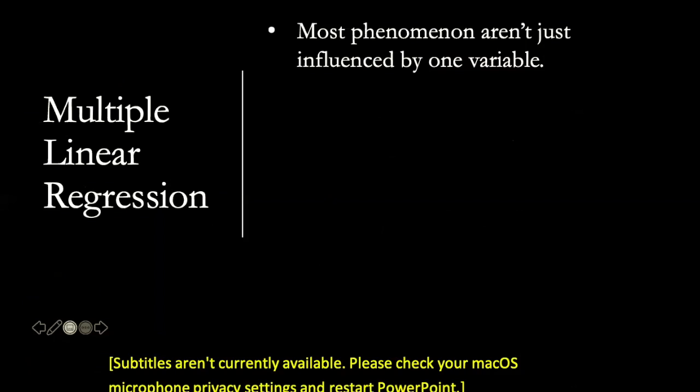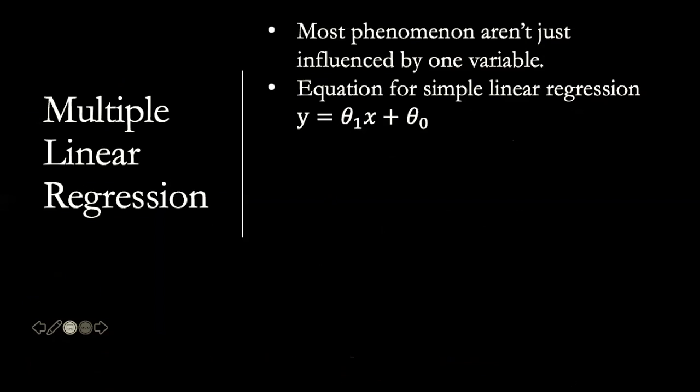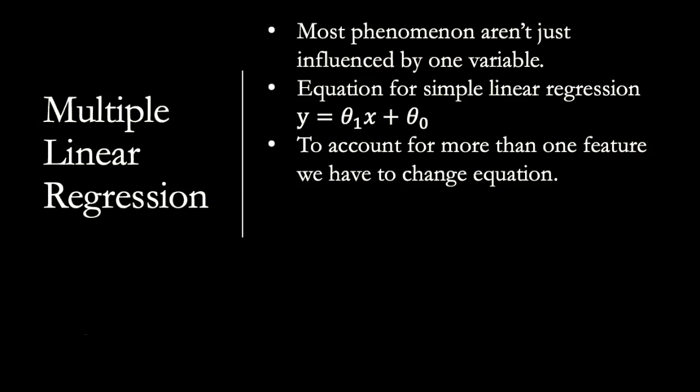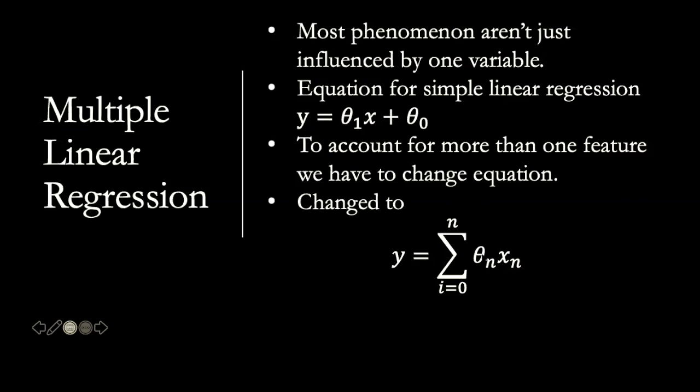Remember that the equation for simple linear regression was y equals theta 0 plus theta 1 x1, as shown here. But because we want to have more than one input feature, we have to change the equation for multiple linear regression. In particular, our equation changes to y equals theta 0 plus theta 1 x1 plus theta 2 x2, and so on and so forth. This is sometimes also written as such, which is just the same equation written with the summation or sigma notation.